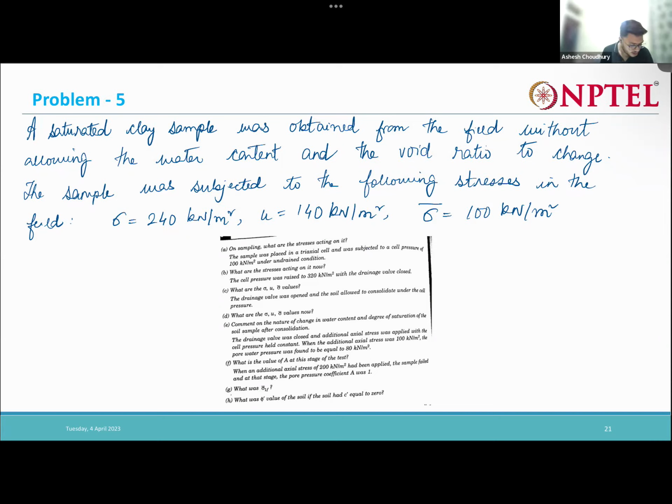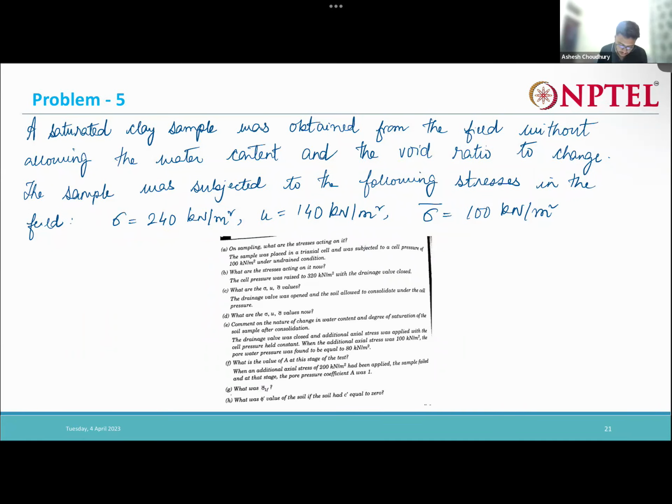So this was the stress state in the field. Now these are the various questions from A to H that we need to find out. The first is on sampling: what are the stresses acting on it? The sample was placed in a triaxial cell and subjected to a cell pressure of 100 kilonewton per meter square under undrained condition. So this is asked to us.